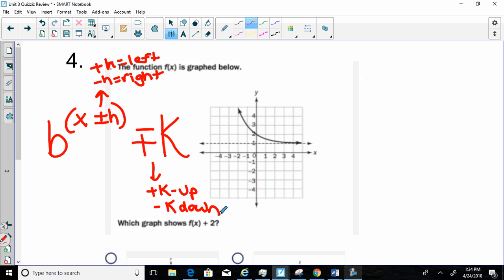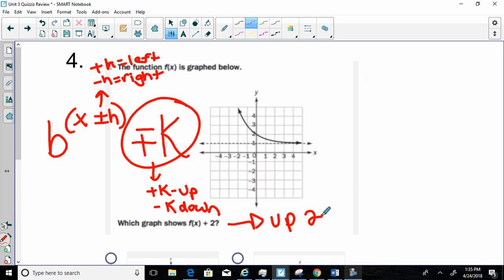It's saying take the function, and see how the plus 2 is not in parentheses? That means it's your k. So if plus 2 is your k, what would I be doing with this function? Going up. Up how many? 2. So let's look at the end behavior.